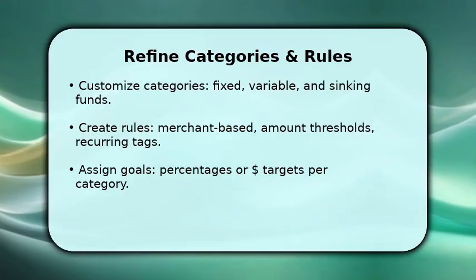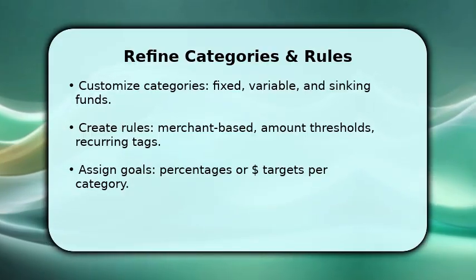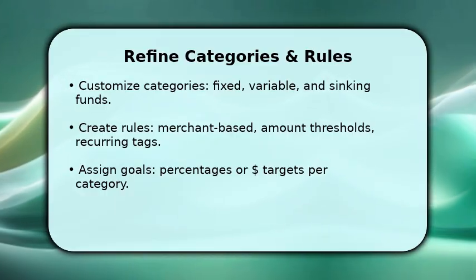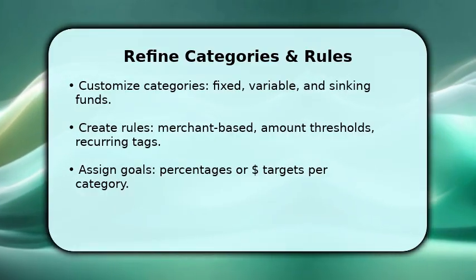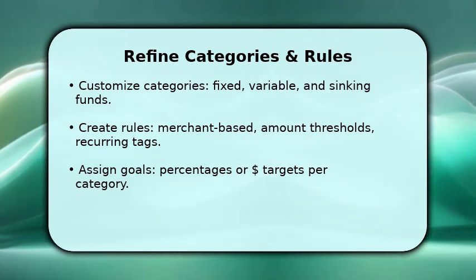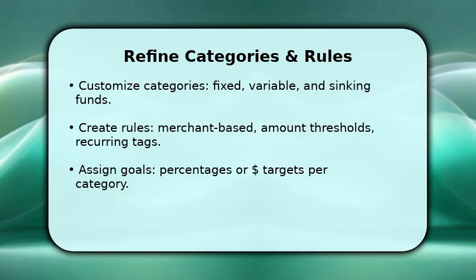Once rules are active, assign goals using either percentages or dollar targets and allocate any surplus to savings. Make sure to run a quick reconciliation pass so past transactions align with new rules. This trains the app to predict your habits.